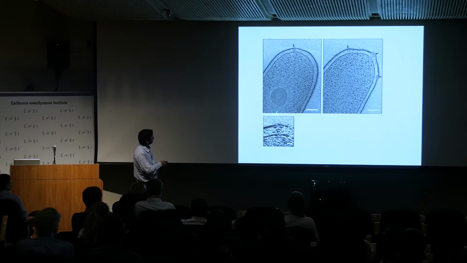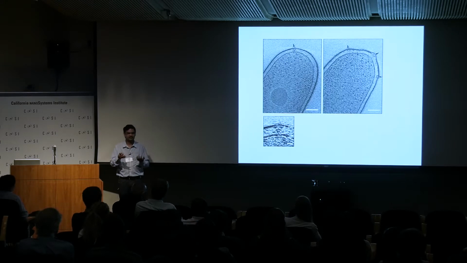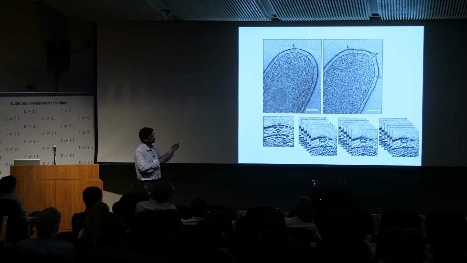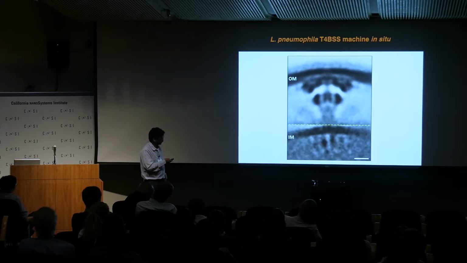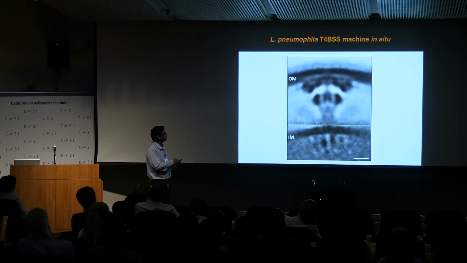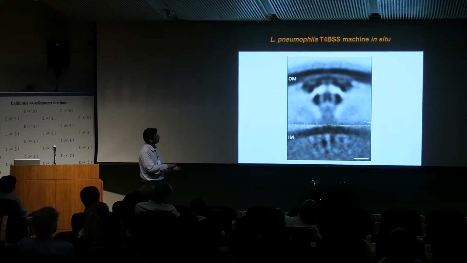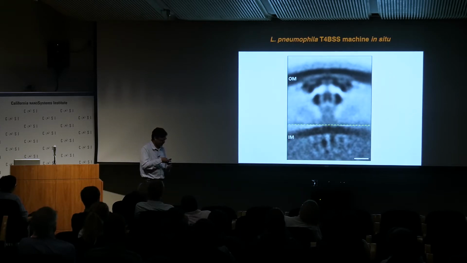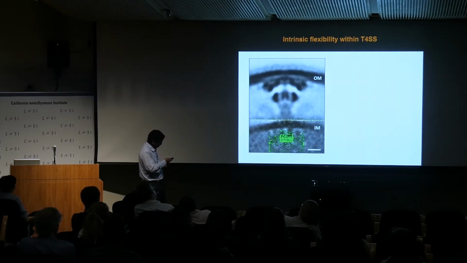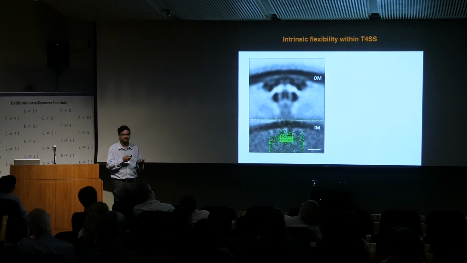Just by looking at individual particles, we can already start seeing a lot of features. So what you can do is take many such particles and do an average of that, which is called a subtomogram average. So this is a subtomogram average of the type 4B secretion system in Legionella. This complex is quite flexible. When we align these particles only on the outer membrane, then we cannot see any density in the inner membrane part. And similarly, if we align focused on the inner membrane part, we do not see any density in the outer membrane part. So we align both the parts separately and put them together to make a composite model of the complex.